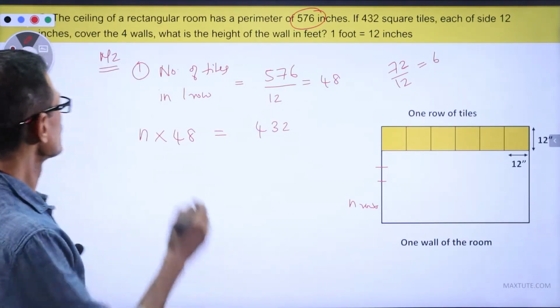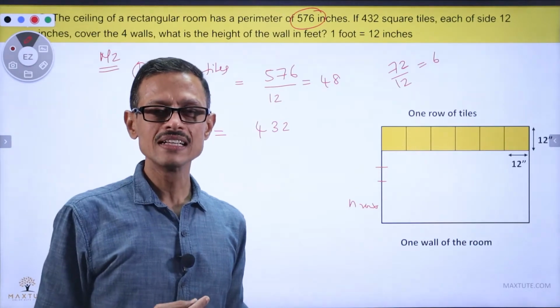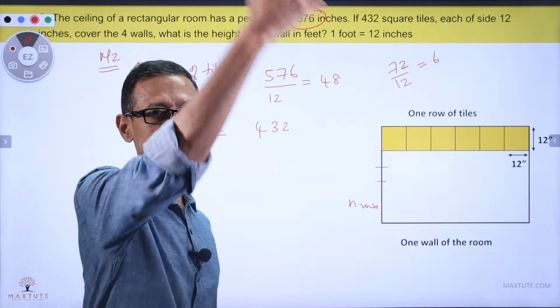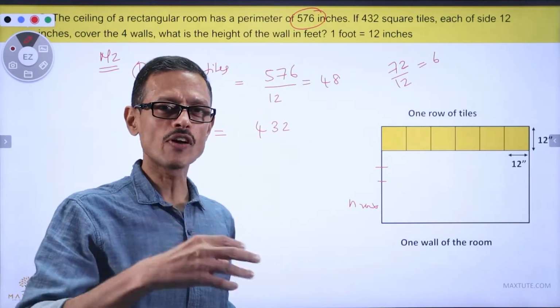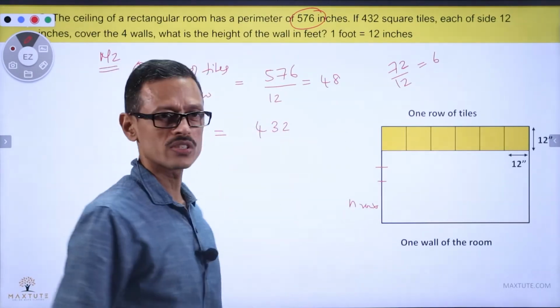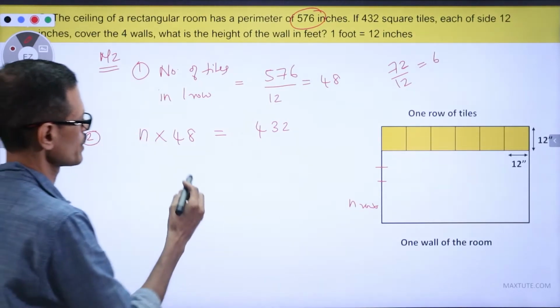So step 1, we found out the number of tiles in one row of our four walls. Step 2, let there be n such rows required to cover this entire height. So each row has 48, and there are n rows. So 48 times n is going to be the total number of tiles used. You know the total number of tiles used is equal to 432. So step 2, we are going to compute the number of rows.